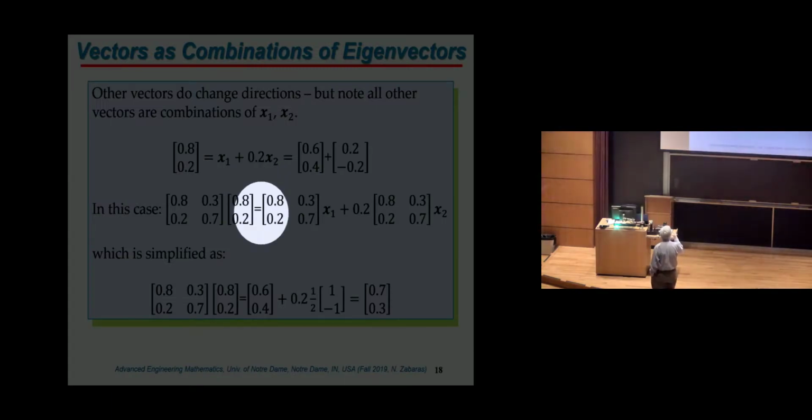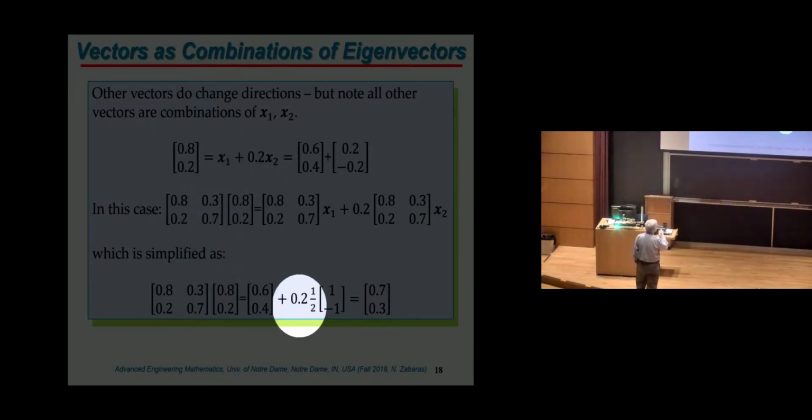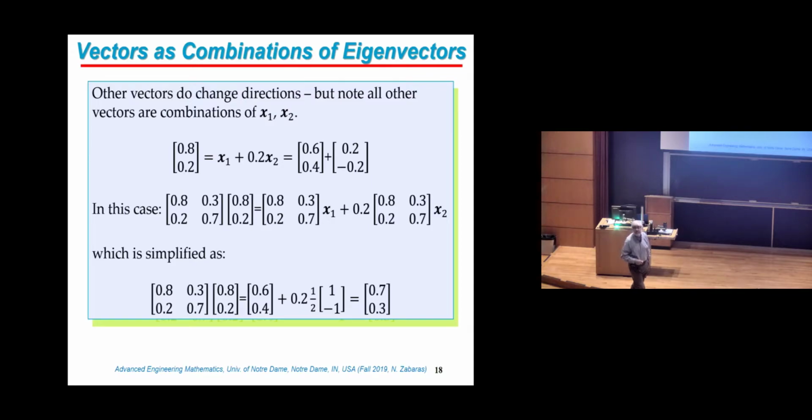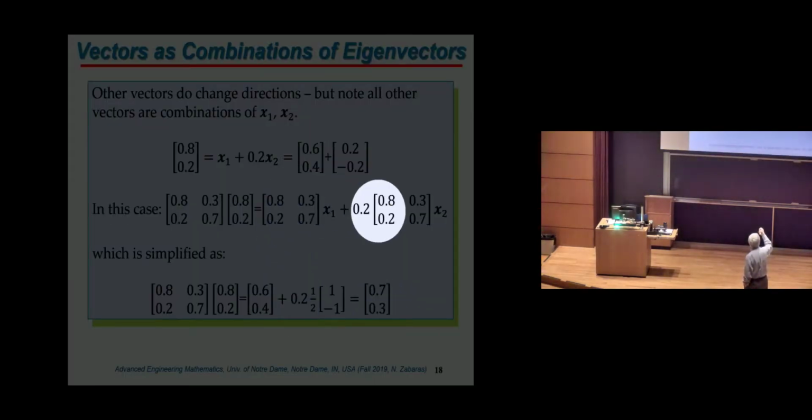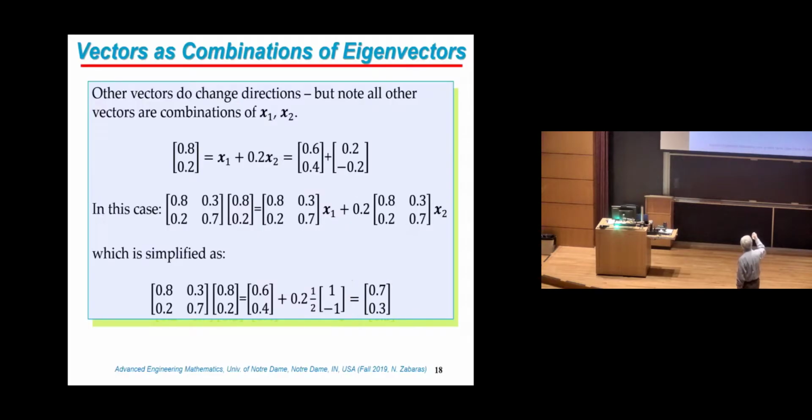So to operate with A on this vector 0.8, 0.2, I can plug in x1, because A on x1 is x1, plus 0.2, A on x2 is 1/2 of x2, and there is the answer. So effectively, what I have done is decompose an arbitrary vector in a basis, and then operate on each component separately. I operate on x1, and then I operate on x2, and then I get my nice answer.